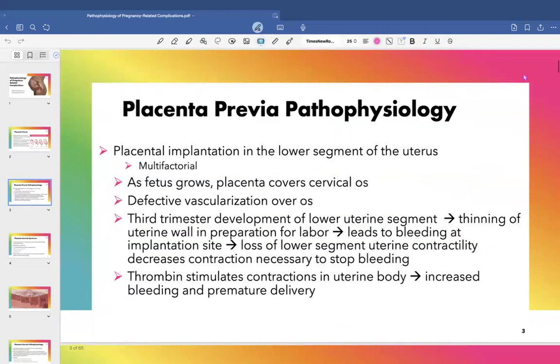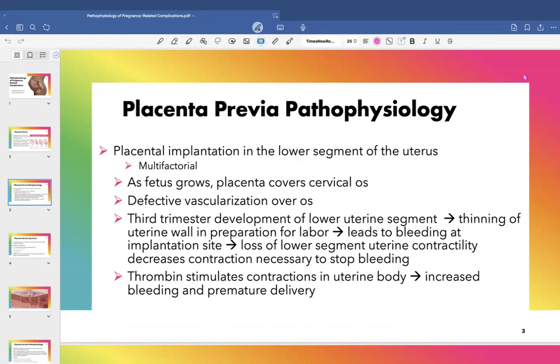You can think about it: when it does implant and the fetus grows, that placenta is going to grow with it. Now, if it doesn't grow towards the more vascularized area and it's a really low implantation, the placenta will cover the os. Again, defective vascularization occurs over the os, which is then going to be problematic for the baby, the fetus, especially once it gets into that third trimester.